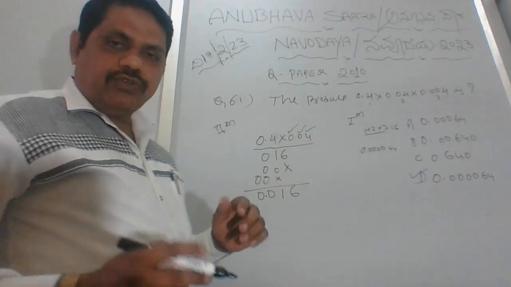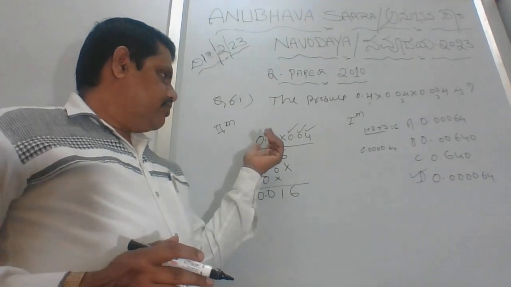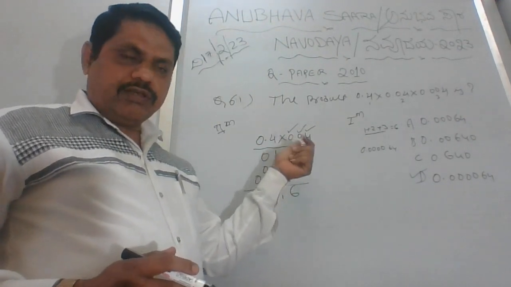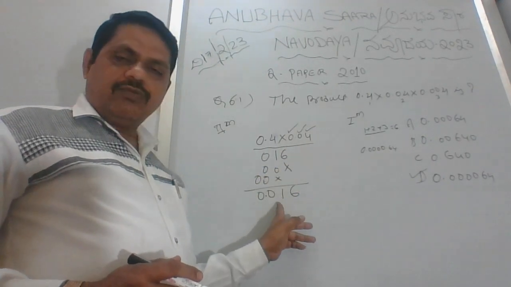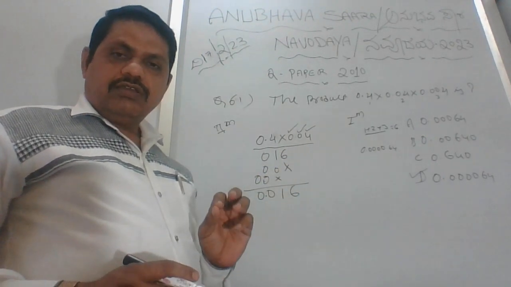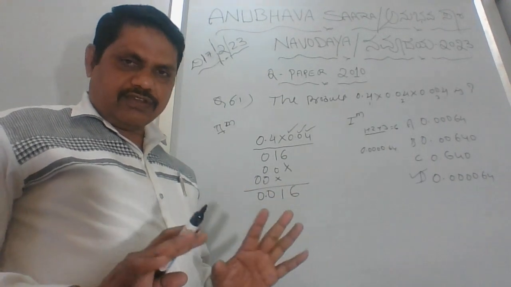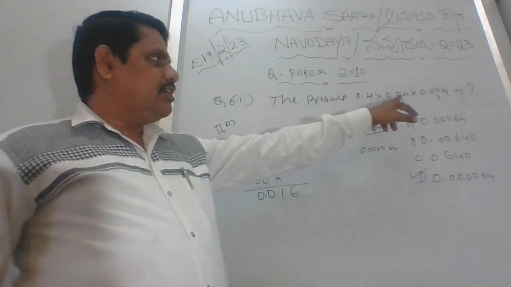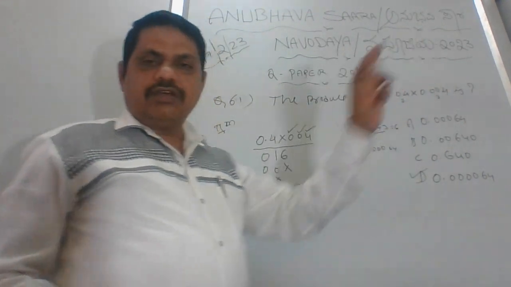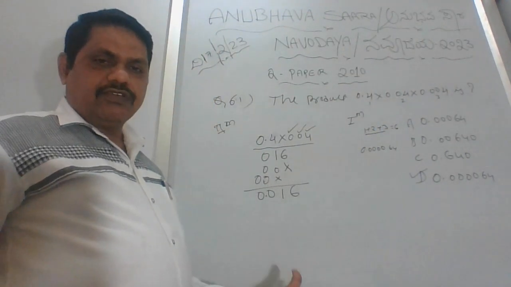So once you start multiplying 0.4 multiplied by 0.04, then your answer will be 0.016. It's not 16. We should not call that. That is wrong. So this is completed. I will go with the third one. Then I will get the answer.